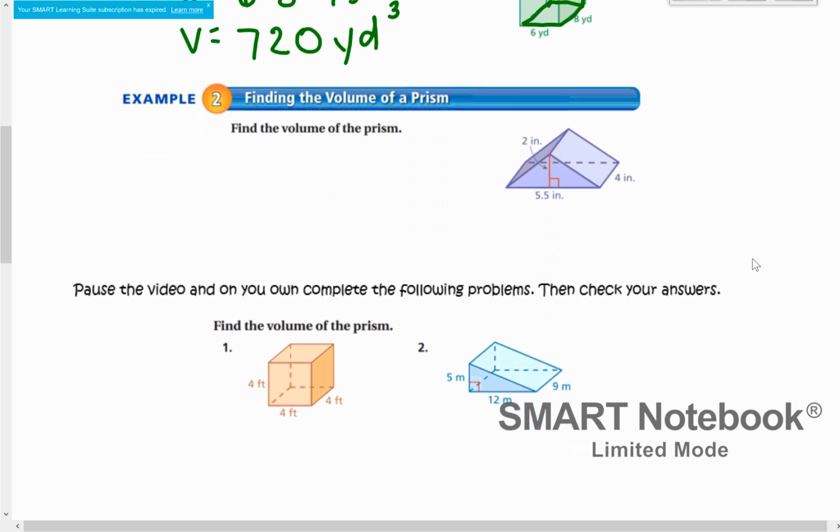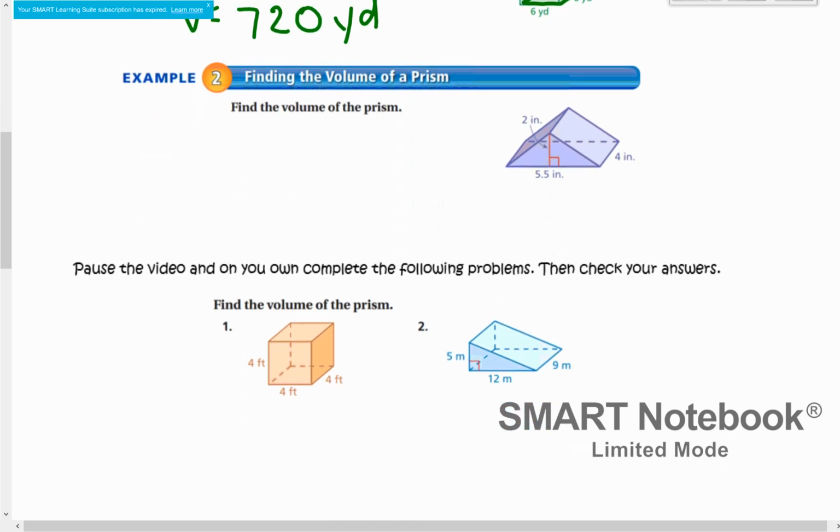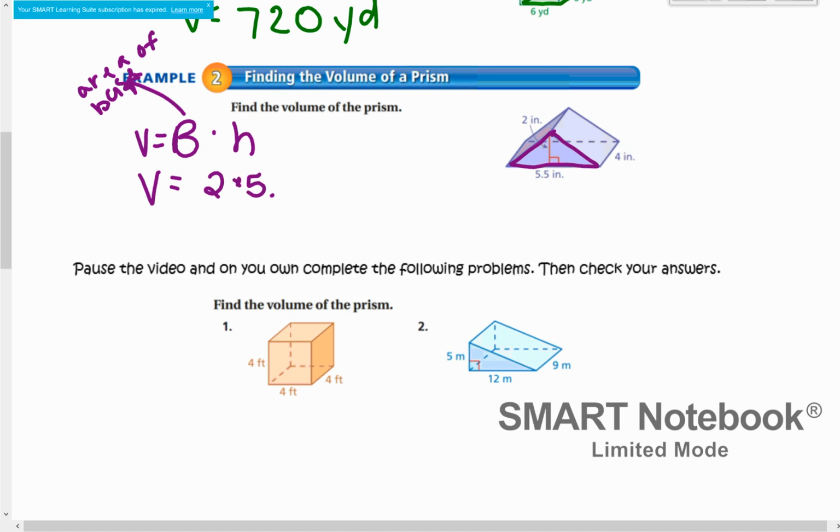Here we have a triangular prism. We are going to use the exact same formula. Okay, so volume equals the area of the base times our height. So the area of the base in a triangular prism, the triangles are our bases. So the area of that triangle would be 2 times 5.5, and since it's a triangle, we have to divide that by 2. And that's just going to give us the area of this base.